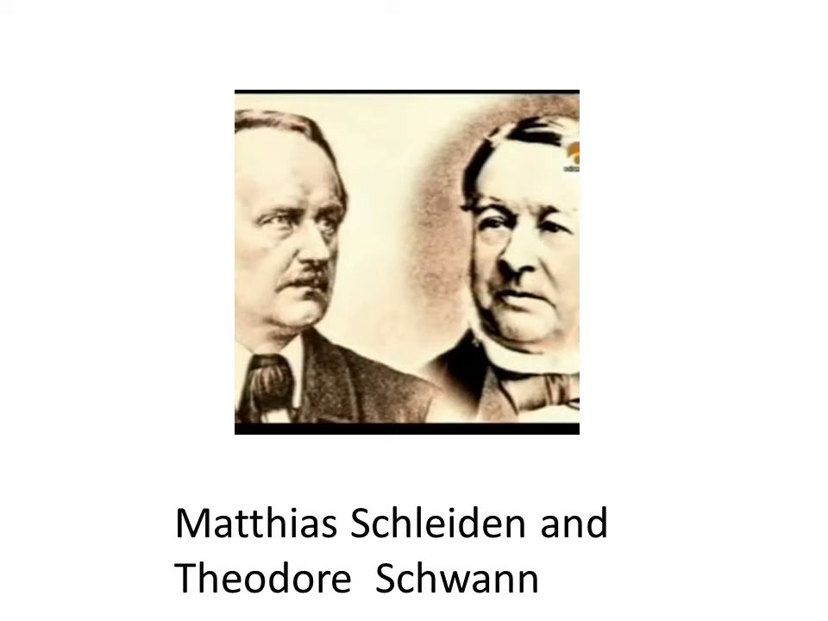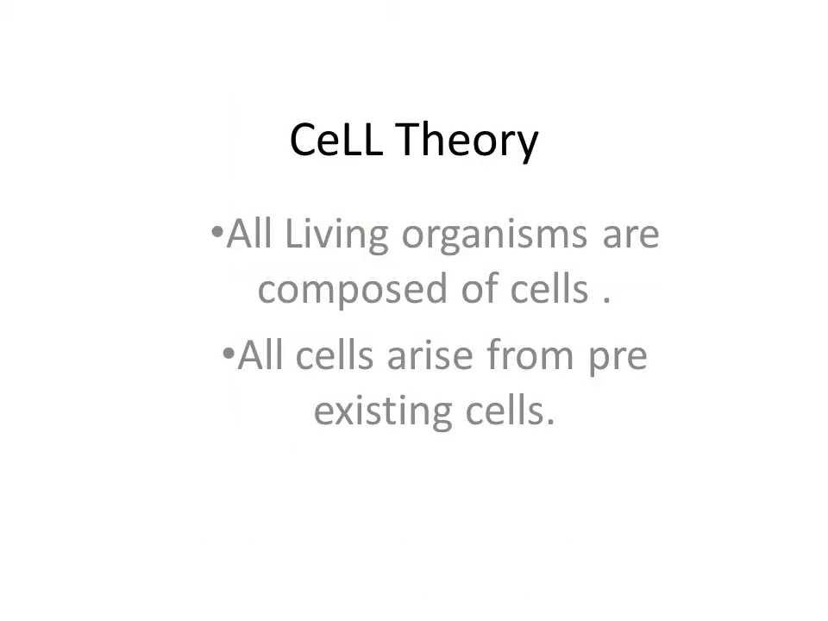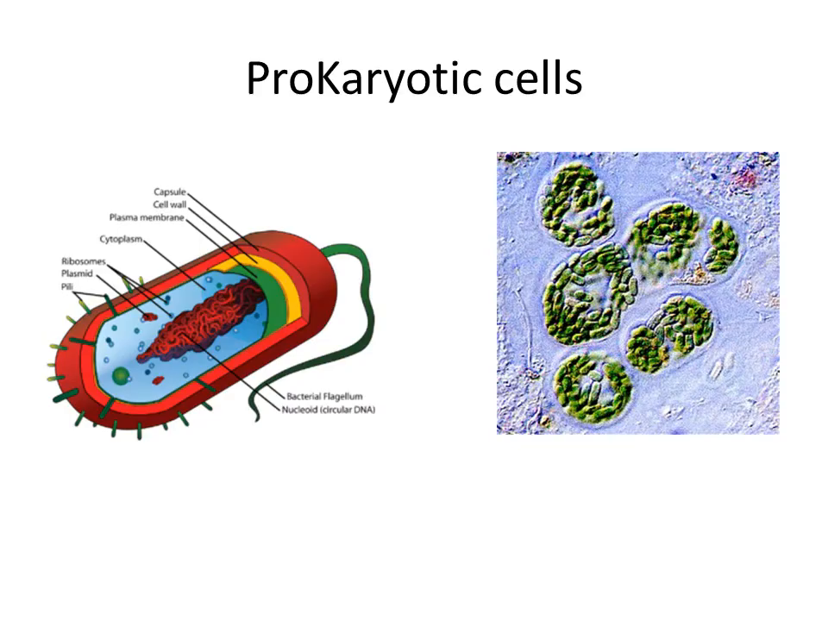Matthias Schleiden and Theodor Schwann proposed cell theory. What is cell theory? All living organisms are composed of cells, and all cells arise from pre-existing cells.